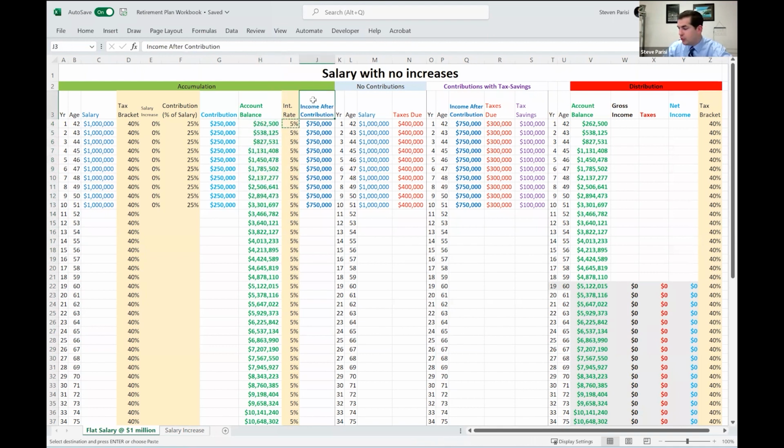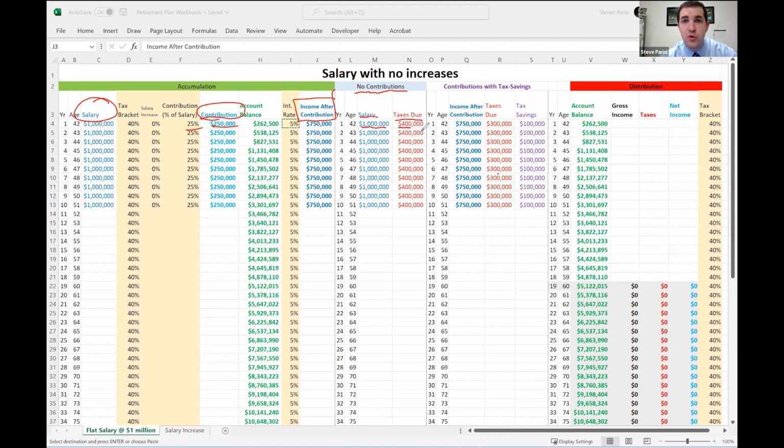Income after contribution. So what this represents is on the far left, you've got your salary. If you contributed 250 grand, which is 25%, that was all tax deductible. So here's the income that's taxable to you. And actually, the next two sections display a side by side. So what we've got, no contributions, $1 million per year. That's his salary.